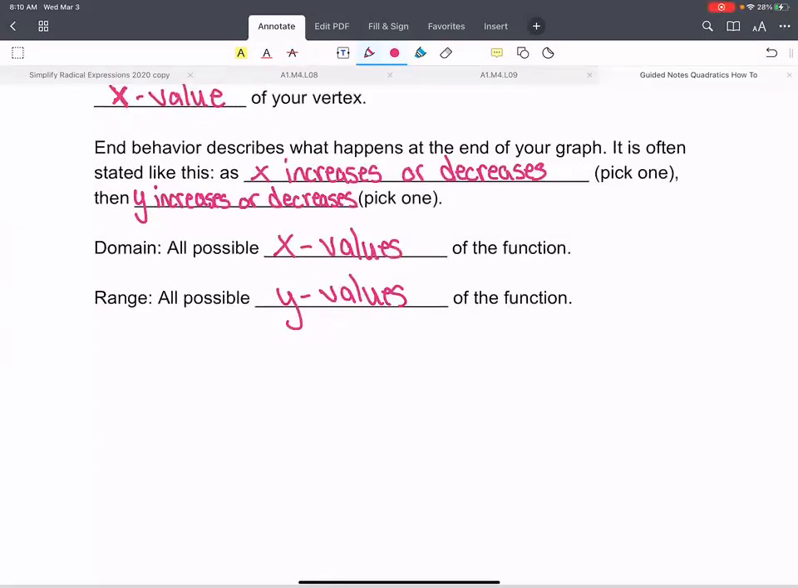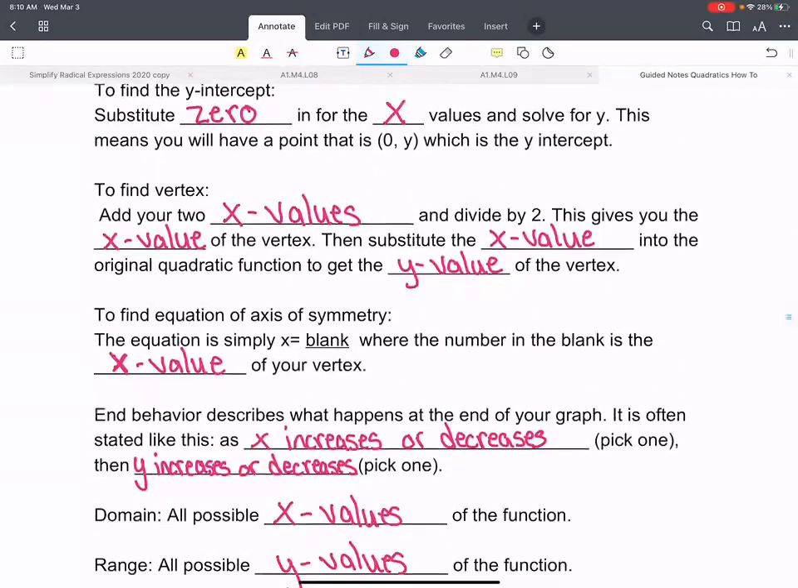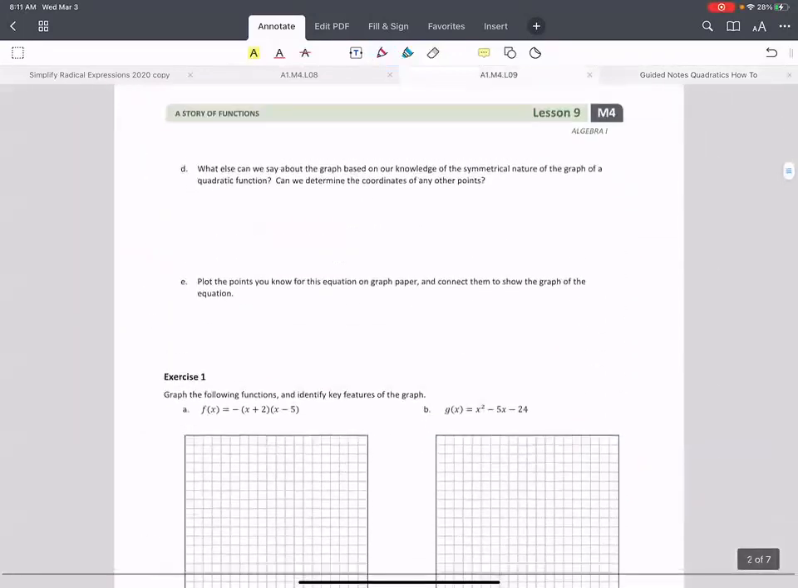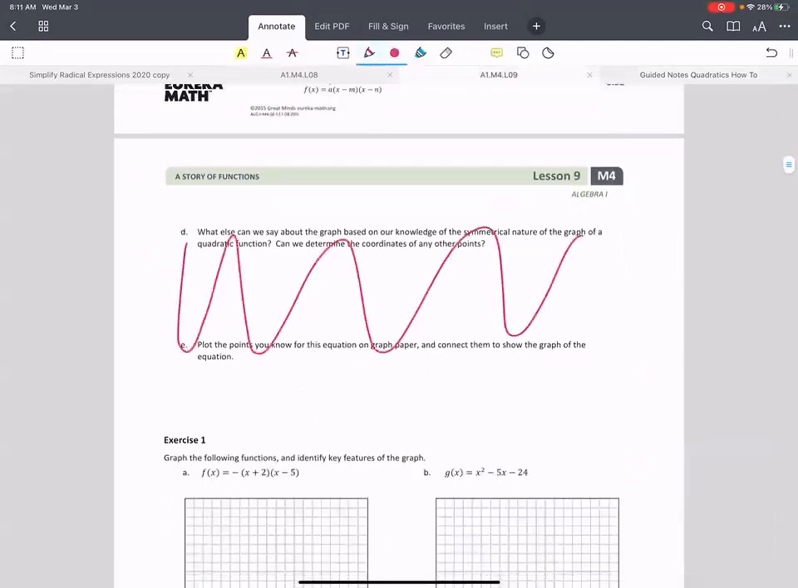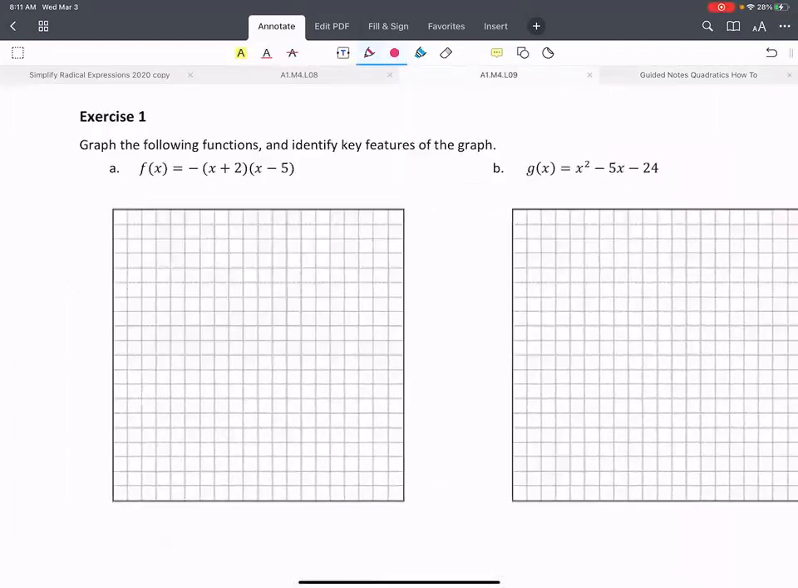Do not lose this sheet. This sheet is very valuable to you, right? It's a step-by-step how to find every one of those things, right? Awesome. Let's go back to lesson 9. Turn a page. I'm not worried about D and E. We can skip D and E. Go down to exercise 1. Exercise 1. Graph the following functions, then identify key features of the graph.